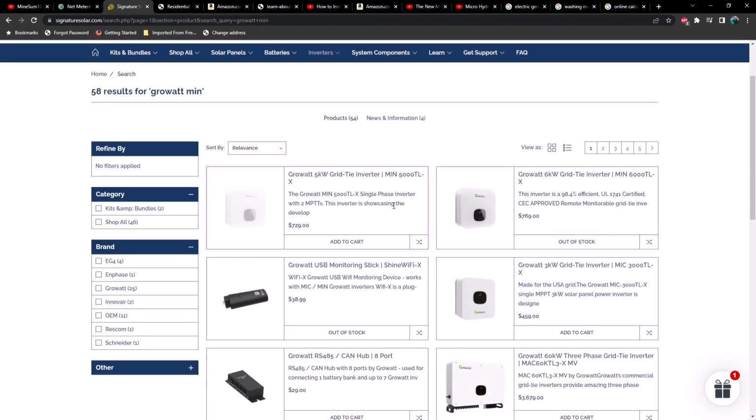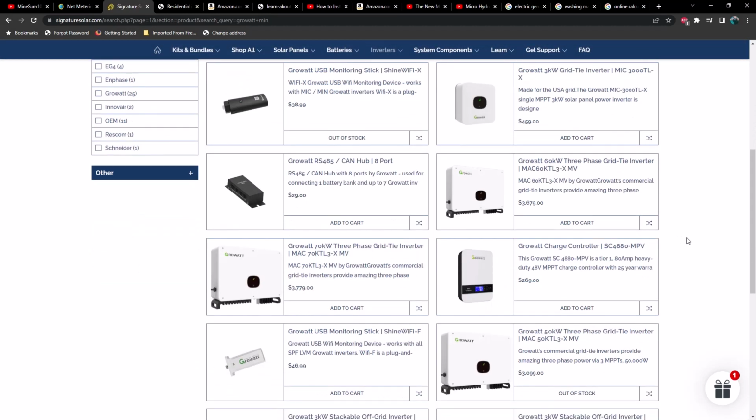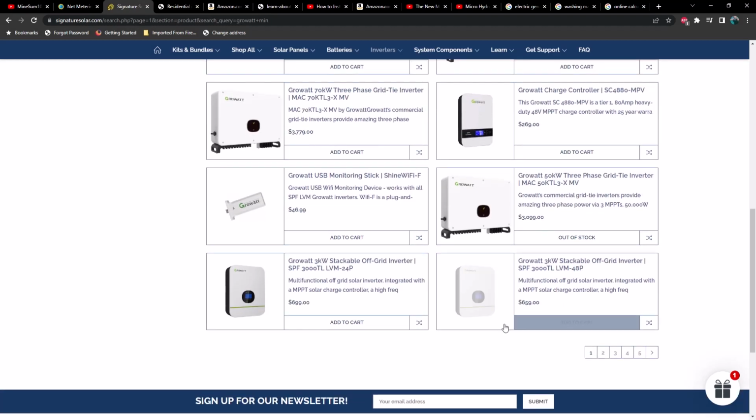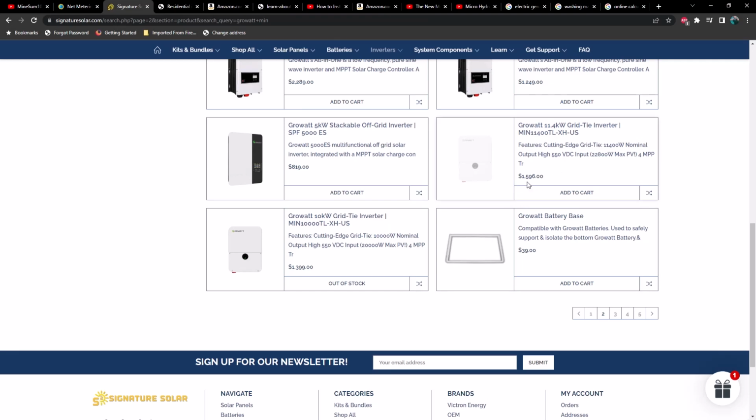Here we go. So here's the MIN 5000. They currently have this in stock for $729. Here is the 6,000, which is the one that I have. It is currently out of stock, but it is only $40 more for an extra 1,000 watts. Then we have the 3,000 for $459, and looks like these other ones are SPF. So going back to the MIN 11.4 and 10,000, you'd spend $1596 on the 11.4 and $1399 on the 10,000.